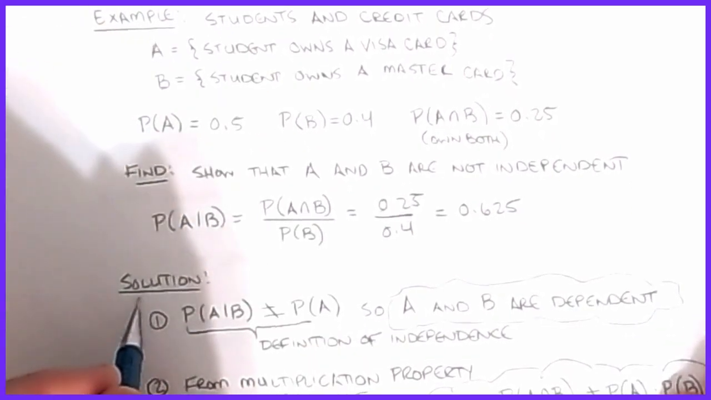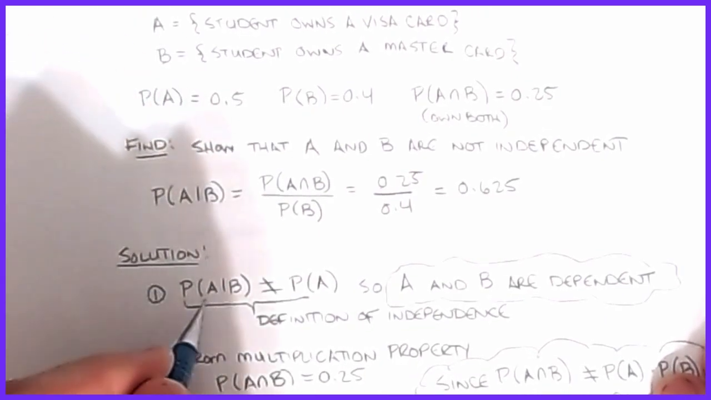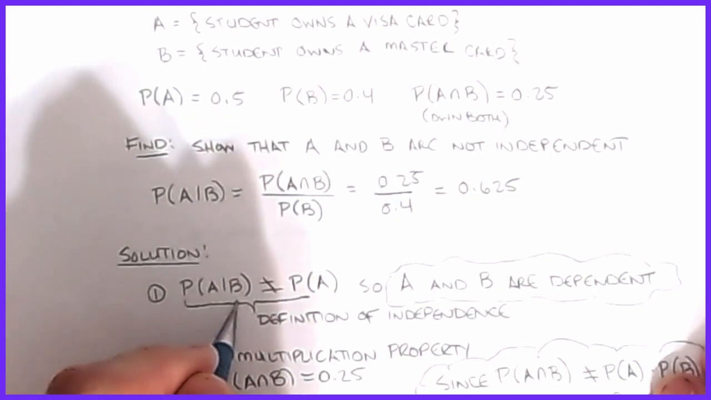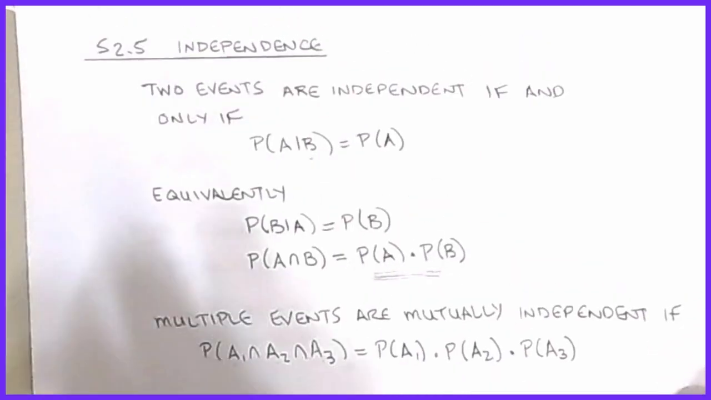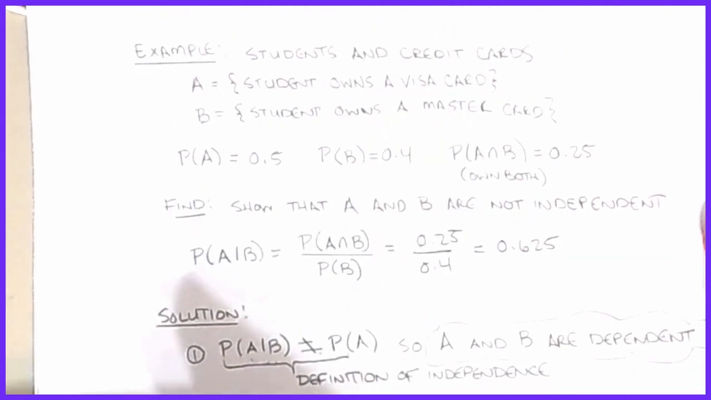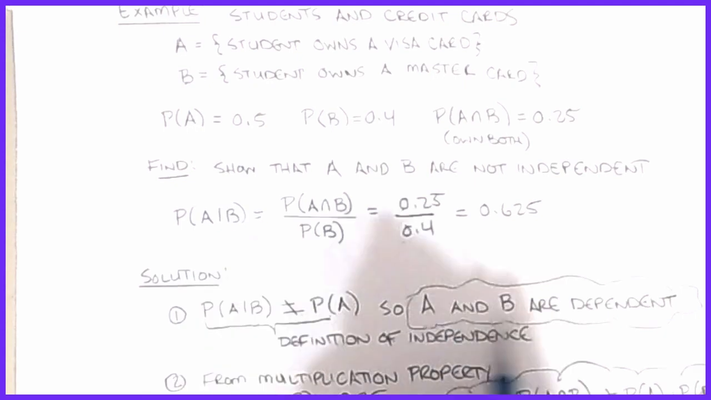Now, to answer the question, we know that they are not independent because for them to be independent, we said that the conditional probability of A given B had to be equal to the probability of A. That was the first rule that we had up here. Because they are not equal to each other, we know that A and B are not independent.